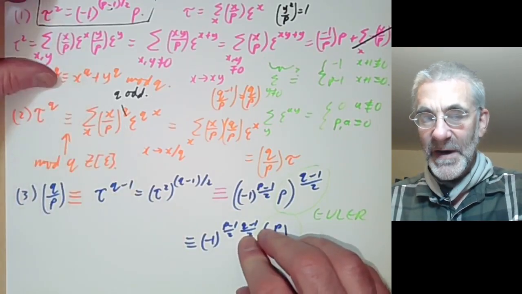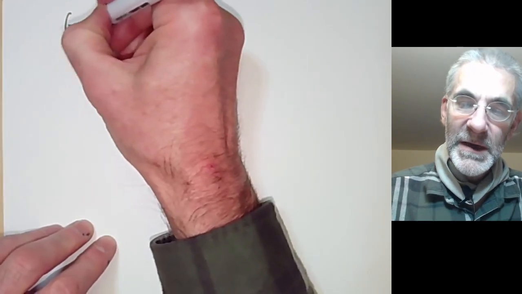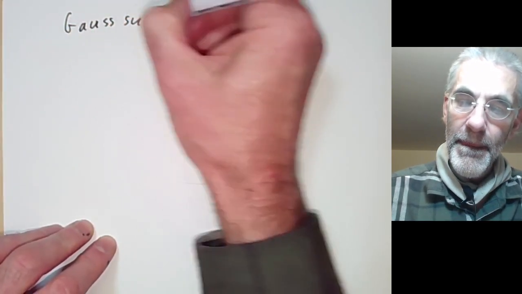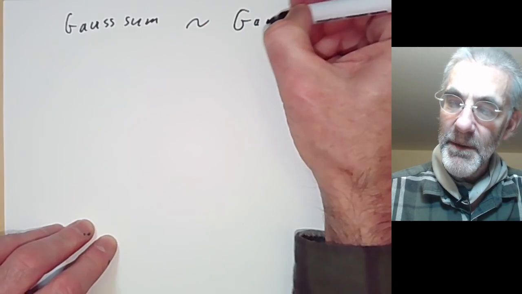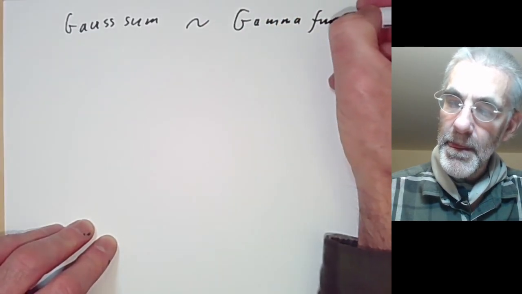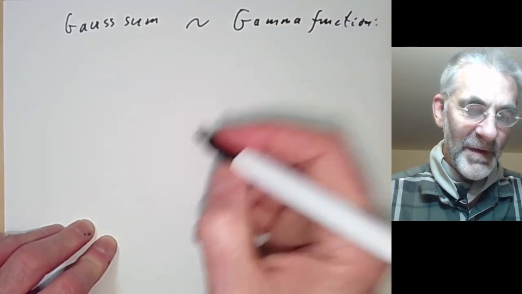Another way of motivating Gauss sums is that they're actually very similar to gamma functions, so I'll just explain why. You should think of a Gauss sum as a sort of gamma function. So let's just recall what a gamma function is.